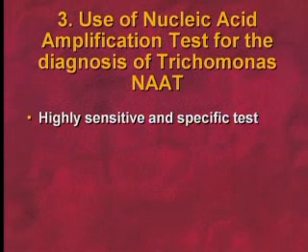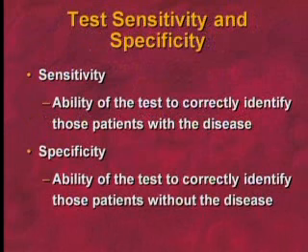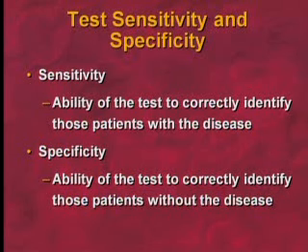Number three is talking about the use of nucleic acid amplification test for the diagnosis of trichomonas. Trichomonas is the most common non-viral sexually transmitted infection in the U.S. So it is very important that we use a highly sensitive and specific test. And what does that mean? Sensitivity is the ability of the test to identify all the patients that have the disease. So if we have a test with 100% sensitivity, it's picking up all the patients that have the disease.